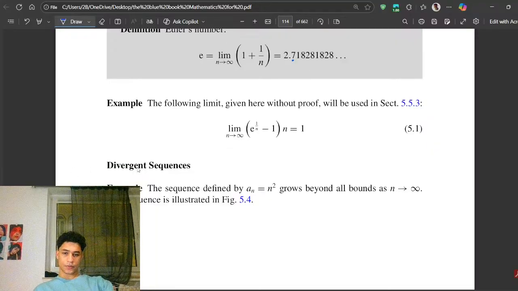Divergent sequence. Example: the sequence defined by an equals n squared.